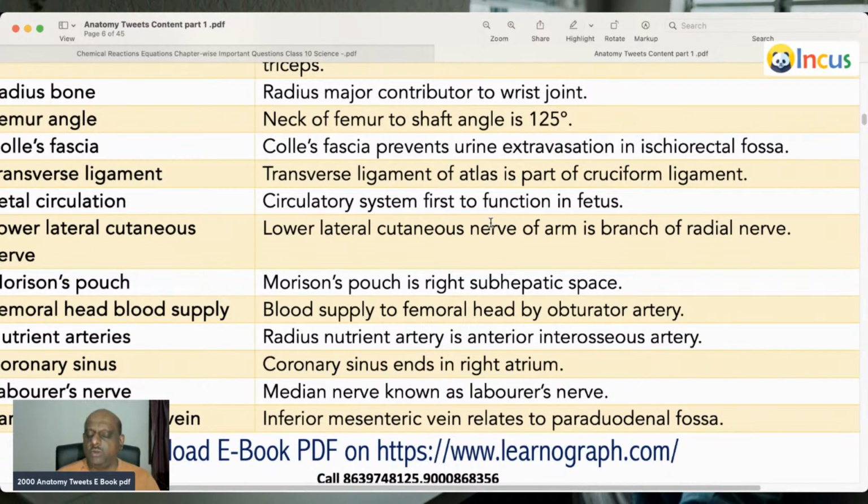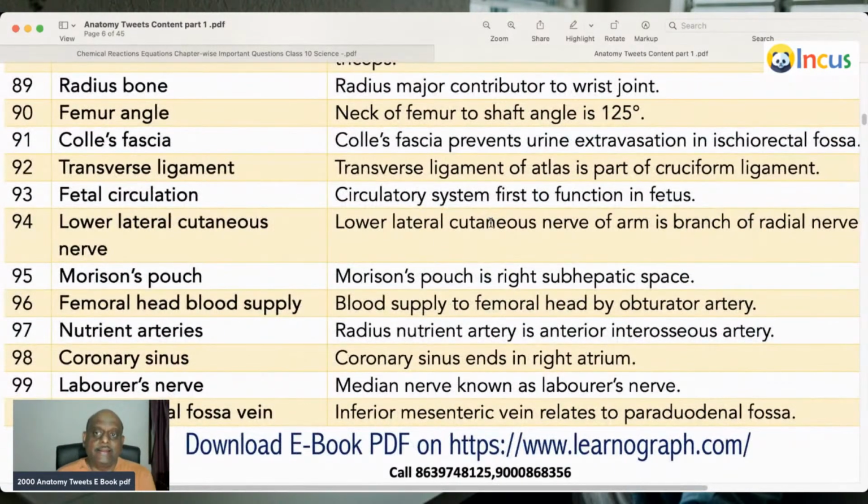Who prevents the urine extravasation in ischiorectal fossa? It is the Colles fascia. So you should know extraperitoneal, intraperitoneal rupture of the bladder. How do they differ? What are the differences? 4 to 5 differences are there. Every study material talks about it. So Colles fascia, it is the one which prevents the urinary extravasation in ischiorectal fossa.